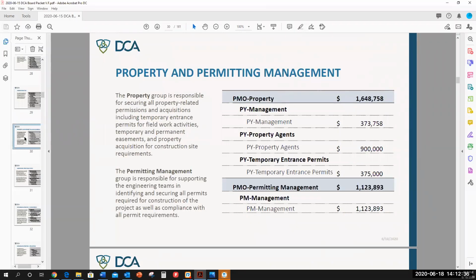Property and permitting, we've budgeted staff to help us secure the temporary entrance permits needed for our field investigation program that we hope to launch this year, as well as the cost of the TEPs that would go to the affected landowners. And the permitting management group is staff that liaison with our engineering team, as well as between our team and the DWR's environmental team that Carrie leads, to ensure that the work that we are doing is consistent with what Carrie and her team need to do their CEQA work largely. Next.